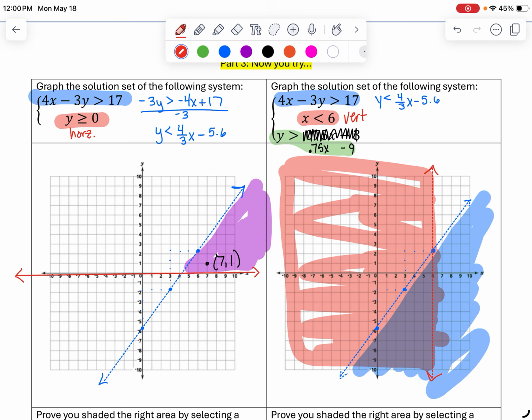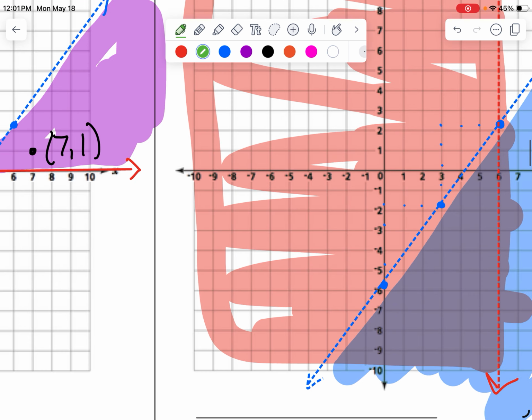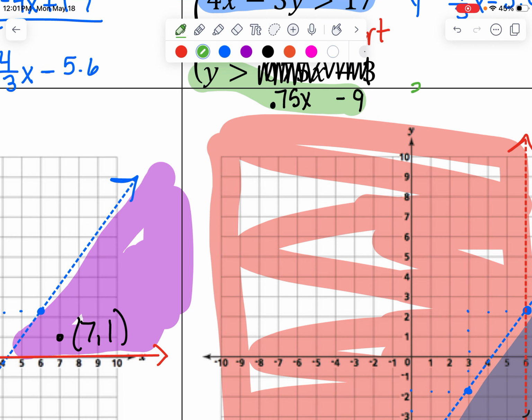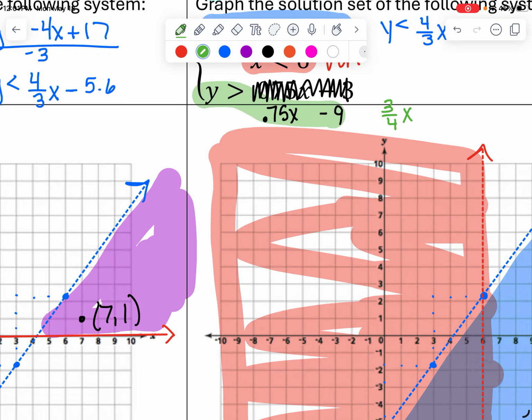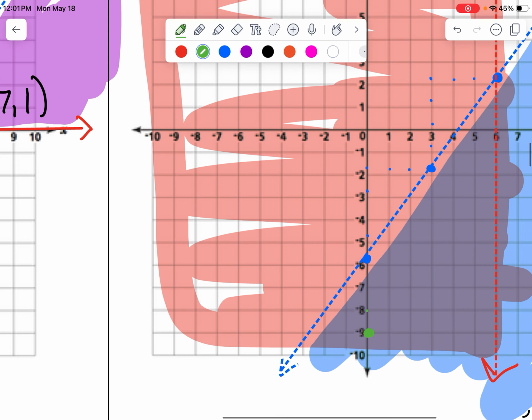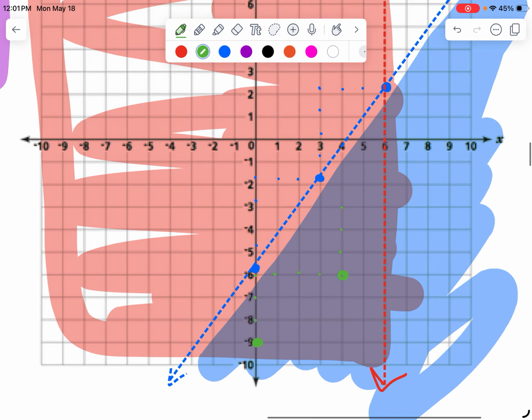Okay, now I'm going to grab my green. I'm going to go down to negative 9. And my slope was 0.75. In other words, hopefully you guys know that that's really 3/4 for your slope. So we're going to go up 3 over 4, up 3 over 4.